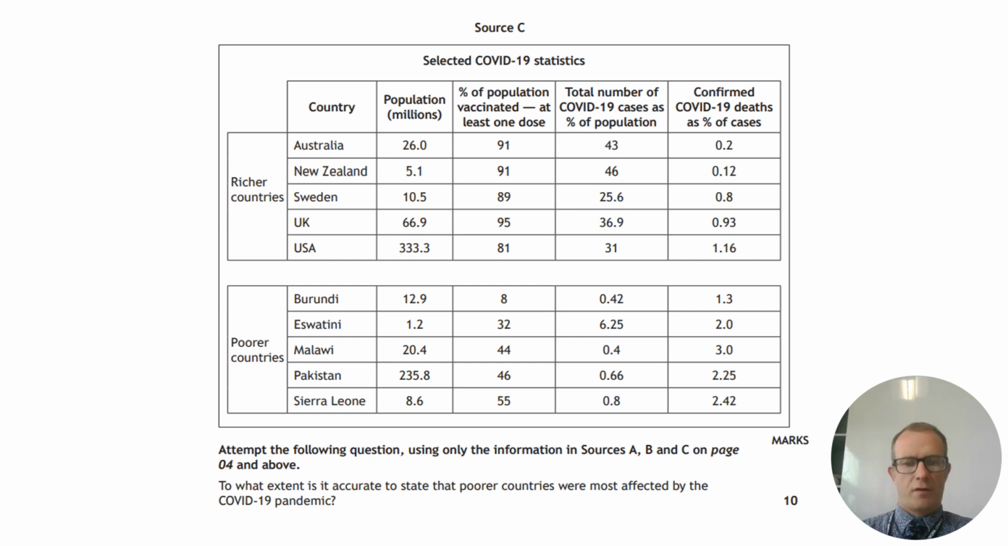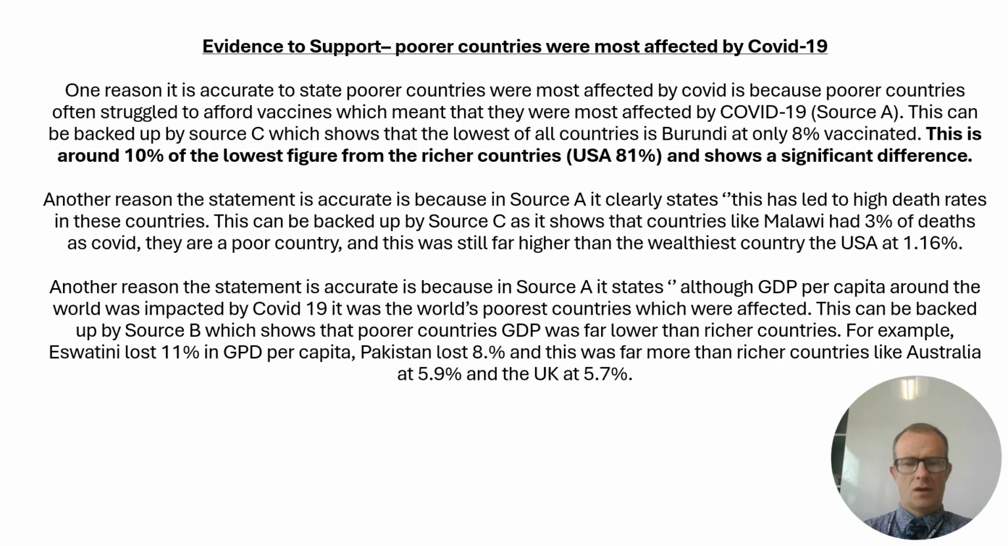Remember, for this question, 2 highlighters, 1 colour accurate, 1 colour not accurate. Remember, to make it easier for the marker to look and to mark your work, I would use the heading, evidence to support the statement that poorer countries were most affected by COVID. This whole section would gain 7 marks for accurate.